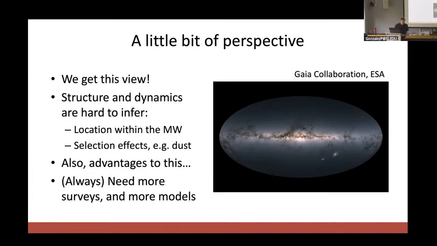However, there are also real advantages to our position within the Milky Way, right? This is the only system where we can explore six-dimensional position and motion of stars up close to explore how those dynamics work, the effect of the bar, the effect of the spiral arms. And so we always need more surveys to push further into the Milky Way to give us more stars, more data. But we also need simulations and models to help us really interpret that data.